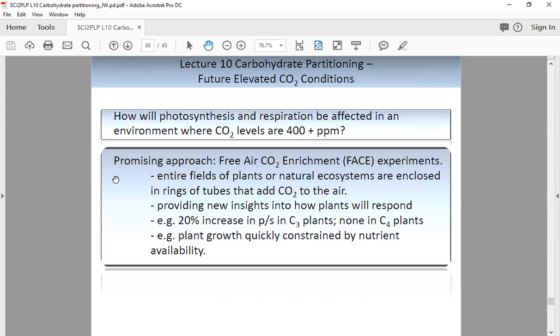So one key observation is that of a 20% increase in growth of C3 plants under enriched carbon dioxide, with no increase at all in C4 plants, as expected. Another common observation in these FACE experiments is that plant growth is quickly constrained by nutrient availability, which is interesting given all the fertilisers that we use in cropping.